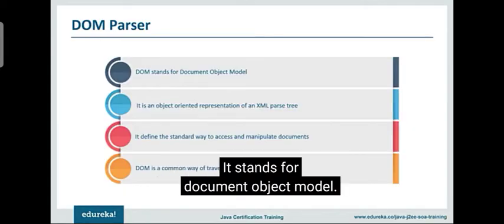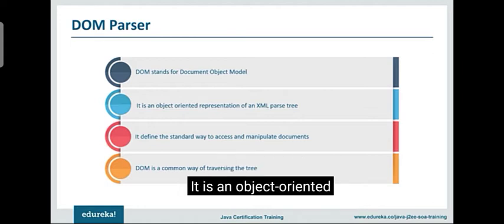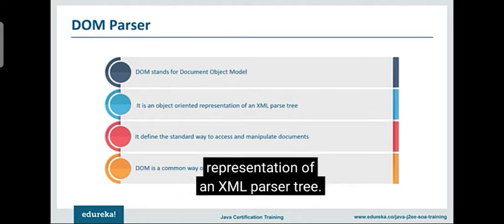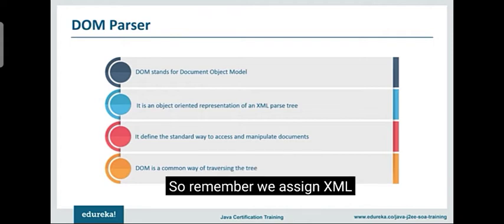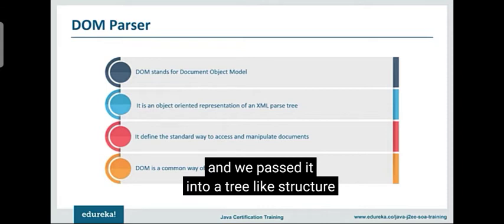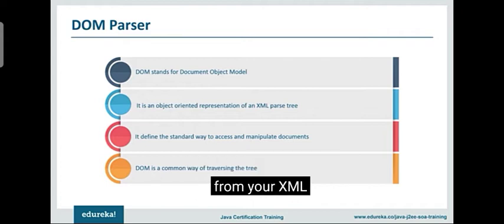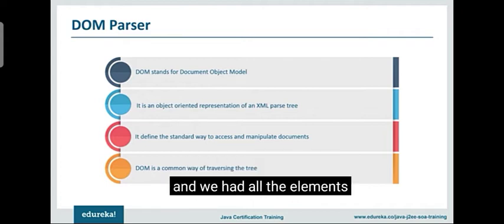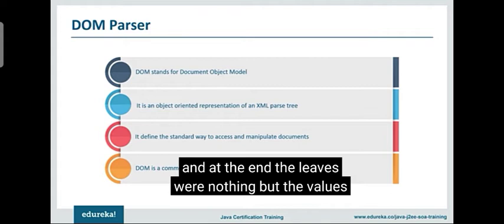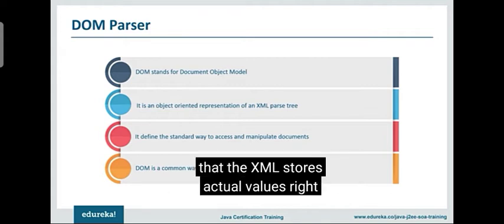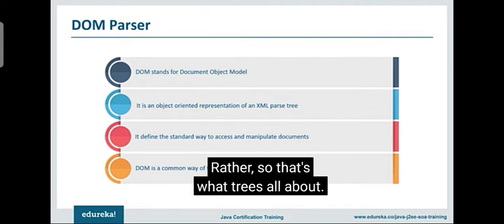DOM parser, it stands for document object model. It is an object oriented representation of an XML parse tree. So remember, we saw an XML and we parsed it into a tree like structure wherein your root node of the tree was the root element from your XML, and we had all the elements, and at the end the leaves were nothing but the values or the data that the XML stores or carries. So that's what tree is all about.